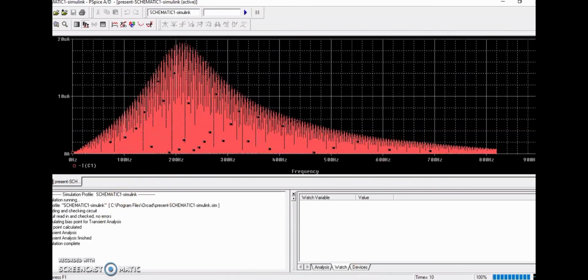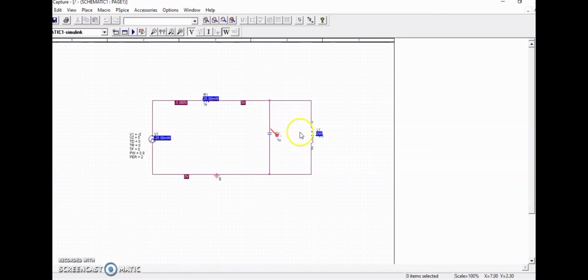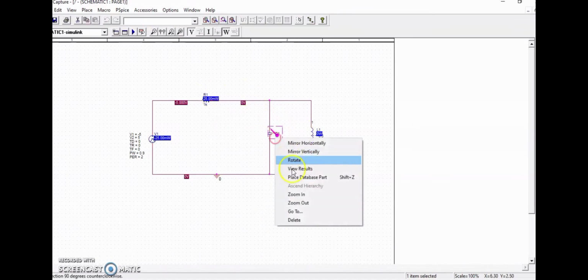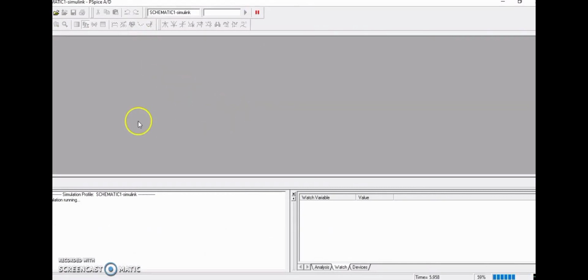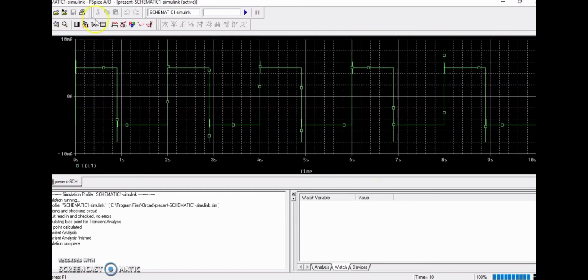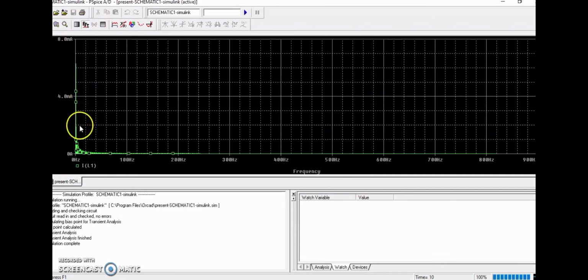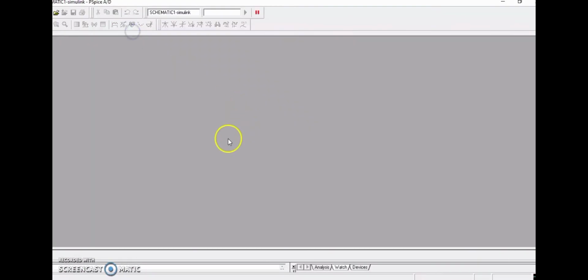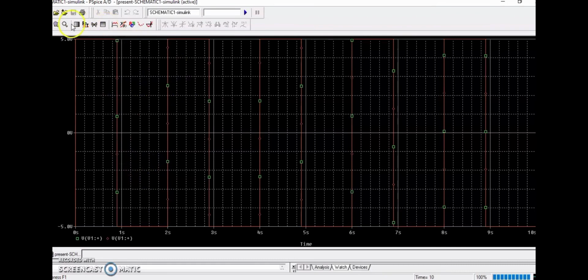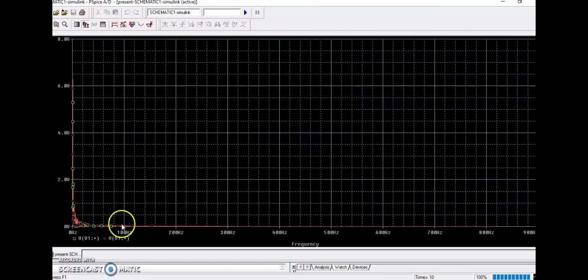Okay, so for the inductor, put here and we run, we get this. And for FFT, we get the graph here too. Now I show you how I get the voltage from each component right here. Then we run. We see the square wave and FFT here.